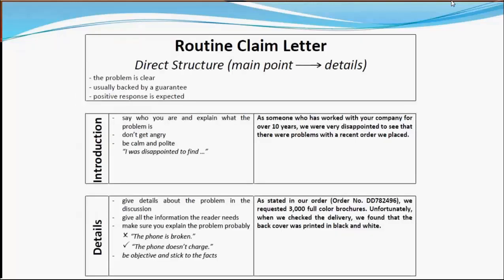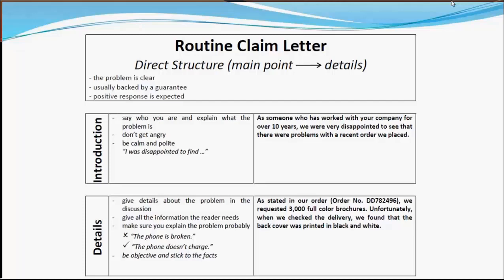Okay, here's an example of a routine claim letter. It's a direct structure: main point, then you go to the details. Okay, so let's look here. When we use the routine claim letter, direct structure, the problem is clear. Usually it's backed by a guarantee, they deliver it on time, or they deliver it with no defects, no problem with it. A positive response is expected. You expect them to immediately say yes. Okay, you don't have to convince them.